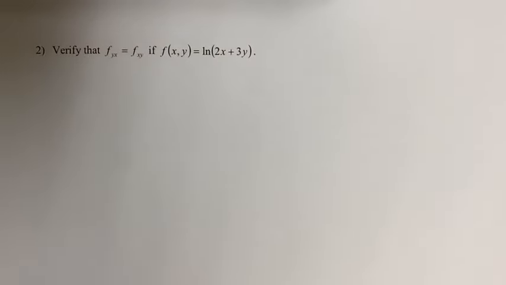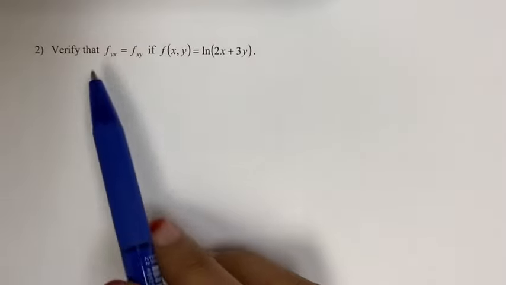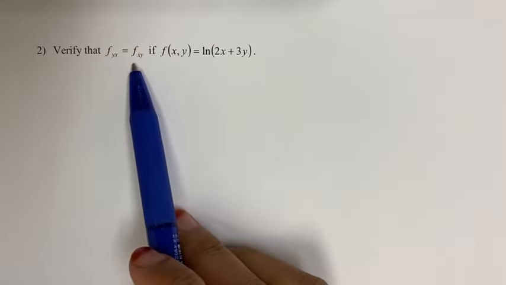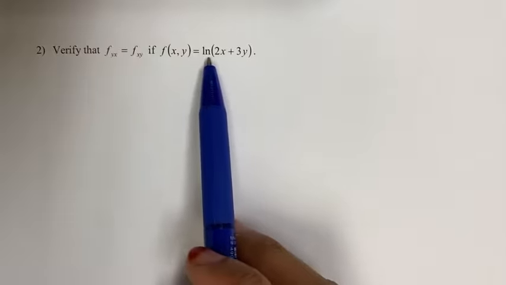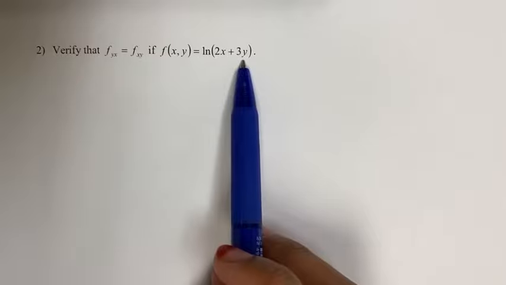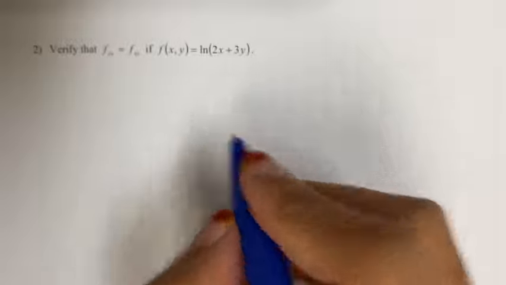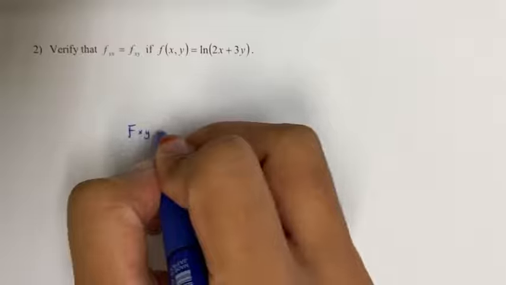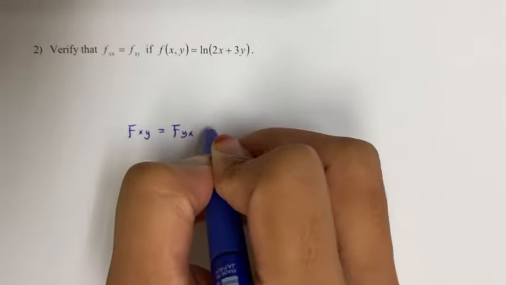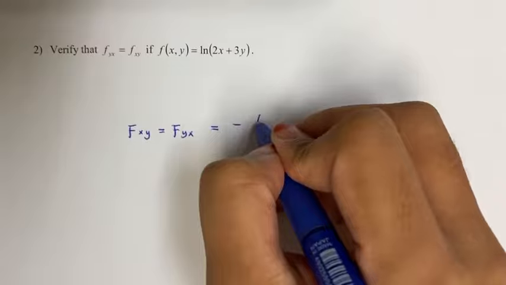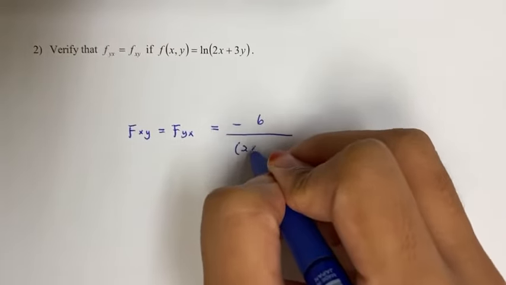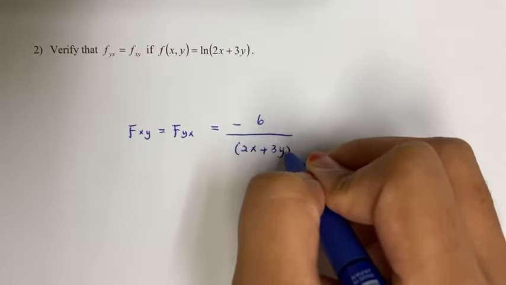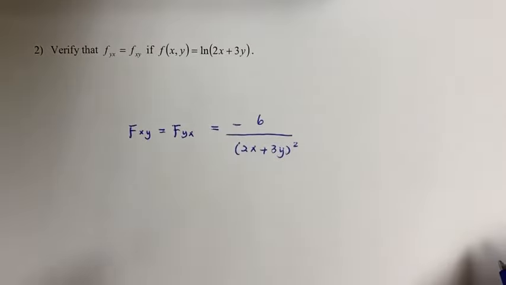Second example is to verify that fyx is equal to fxy if f(x,y) is equal to ln(2x plus 3y). Can you try this? Try to solve that these two are equal. I will give you the last answer, just make sure you get the same answer as mine. So fxy equal to fyx should be equal to minus 6 over (2x plus 3y) square. Okay, please try to do this.